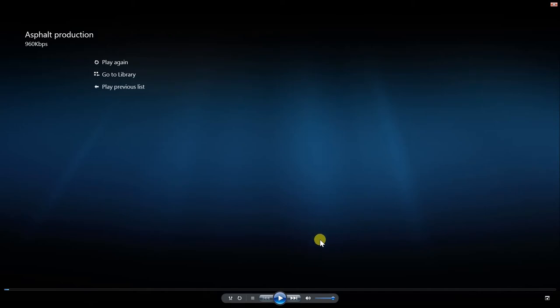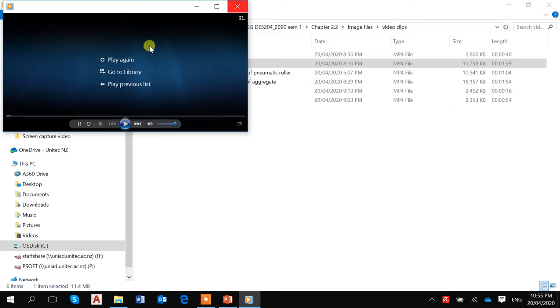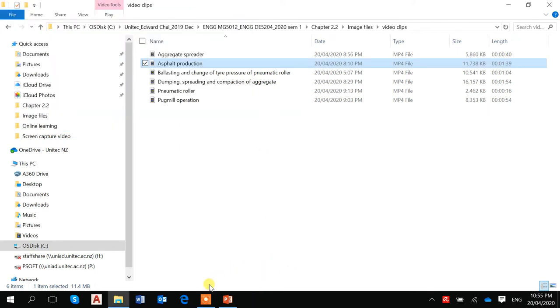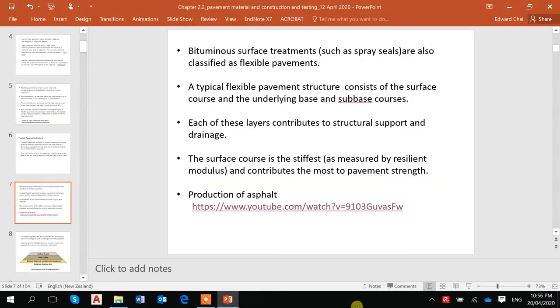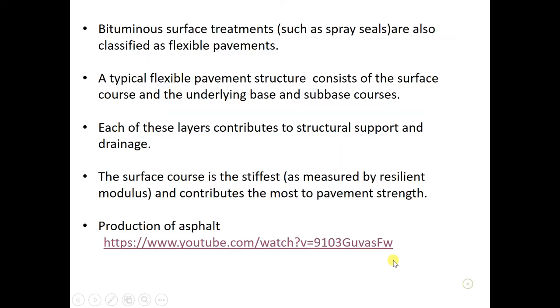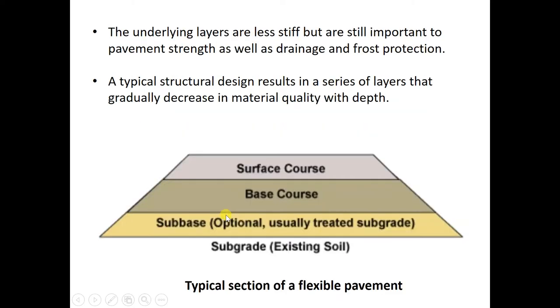Okay, so this is about asphalt production. The underlying layers are less stiff but are still important to pavement strength as well as drainage and frost protection. Okay, we'll look at those later on.